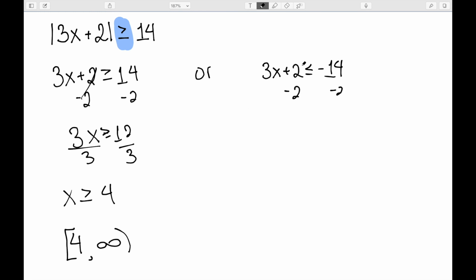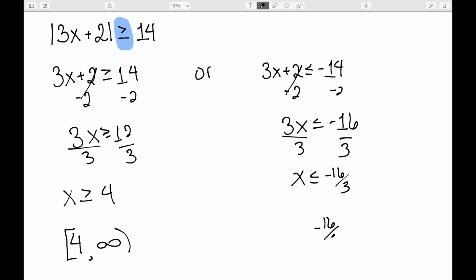On the right, I can subtract 2, get 3x is less than or equal to negative 16. Divide by 3 to get x is less than or equal to negative 16 over 3. So it could be negative 16 over 3, or it could be smaller than that. So we join these two intervals here.